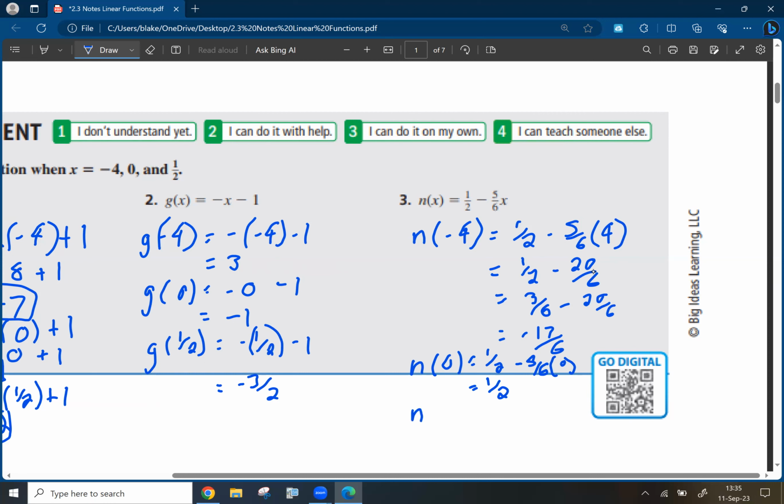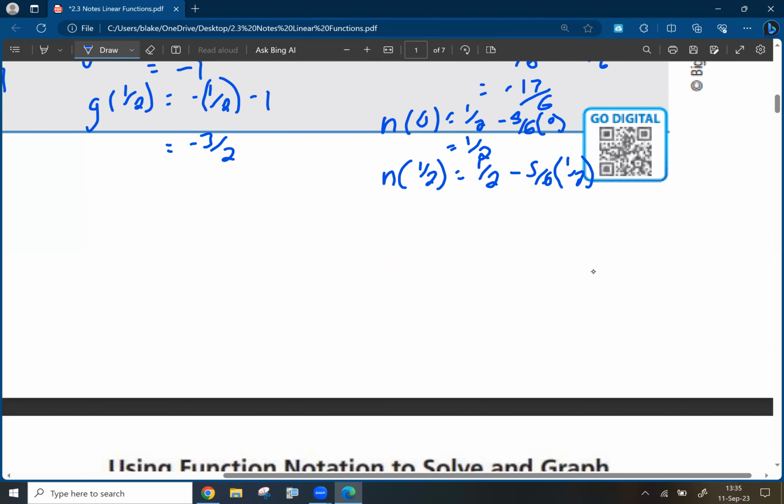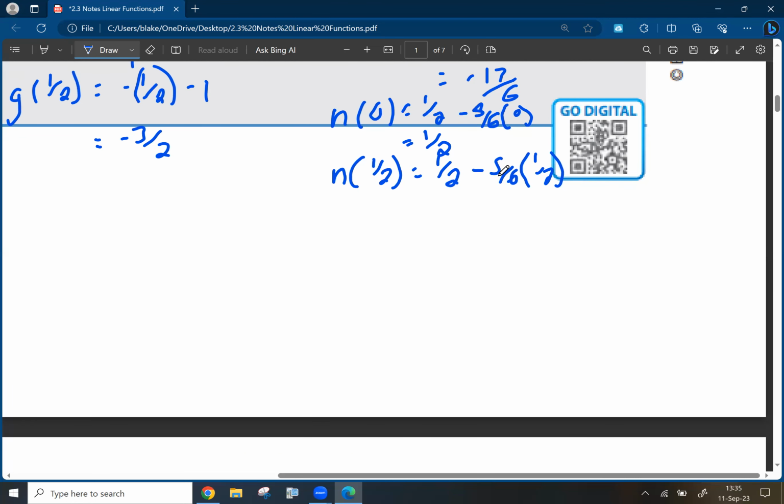And then finally, if I plug in 1/2 to the function, so 1/2 minus 5/6 times 1/2. So for multiplying the fractions, let me kind of zoom in on this if I can. I don't know if it's going to help or not, but for multiplying the fraction, 5/6 times 1/2, just multiply the numerators across and denominators across. So I have 1/2 still, but 5 times 1 will be 5, and 6 times 2 would be 12. So that'd be 5/12. So if I make a common denominator of 12, this would be 6/12 minus 5/12, which comes out to 1/12 as a final answer there.